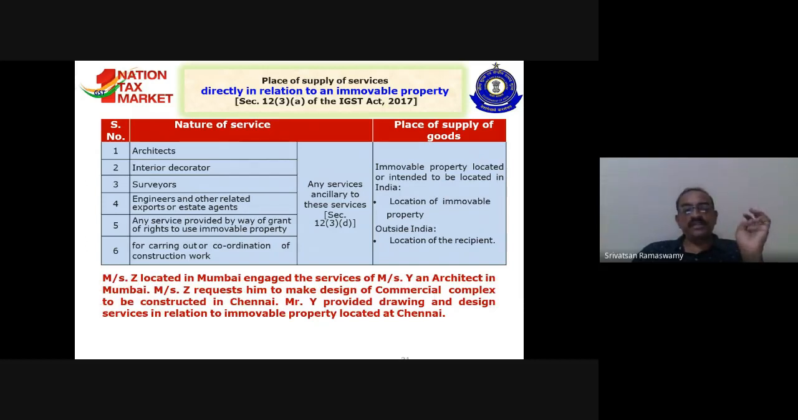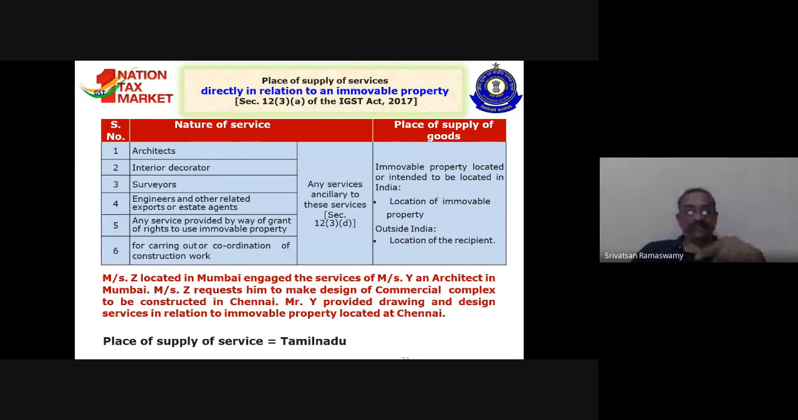So let us assume that Izzard, who is located in Mumbai, engages the services of Mrs. Y, an architect who is also in Mumbai. Izzard requests him to make a design of a commercial complex to be constructed in Chennai. So Izzard and Y are located in Mumbai, but Y, who is an architect, is going to provide a supply of services of interior decoration to Izzard for a property constructed in Chennai. Okay, so because the services are in relation to an immovable property, the location of the immovable property will decide the place of supply. So because Chennai is within India, it is the location of the immovable property. The place of supply is Tamil Nadu.